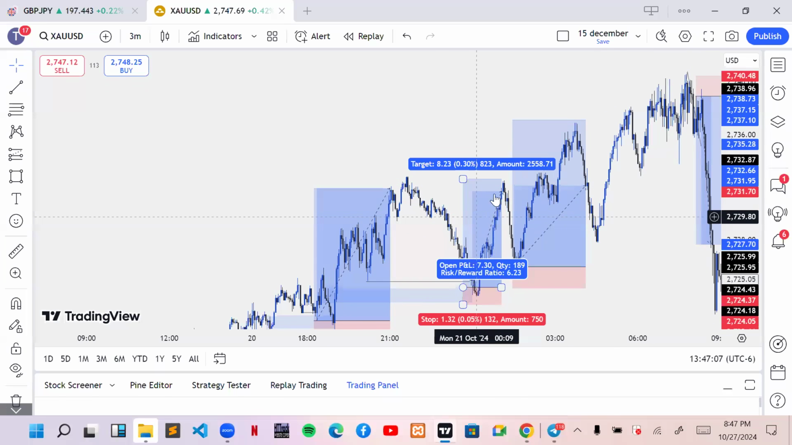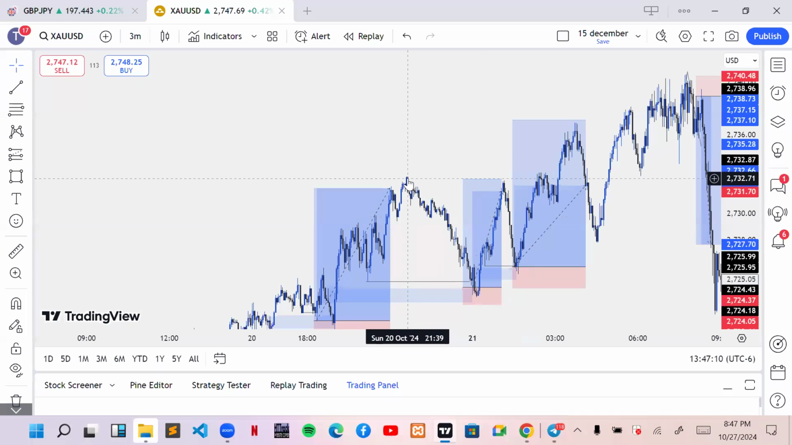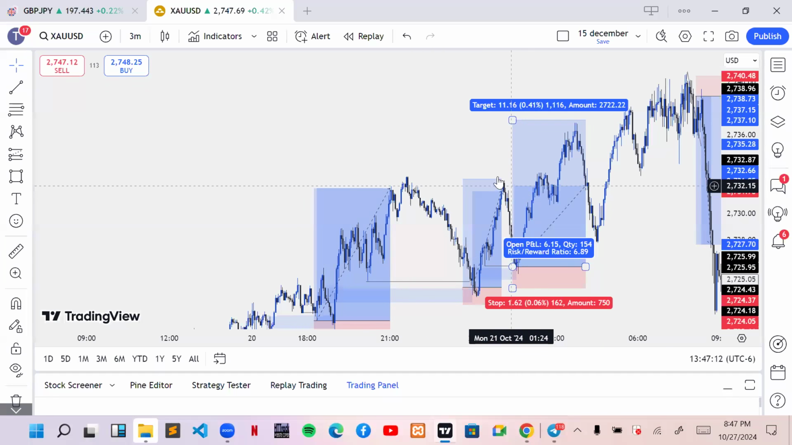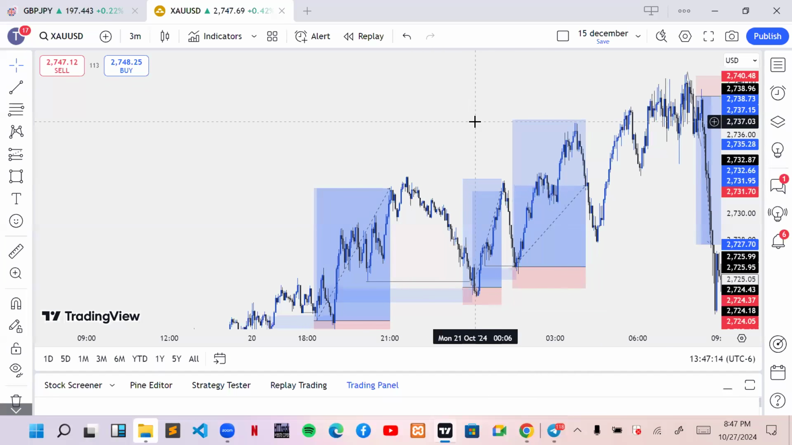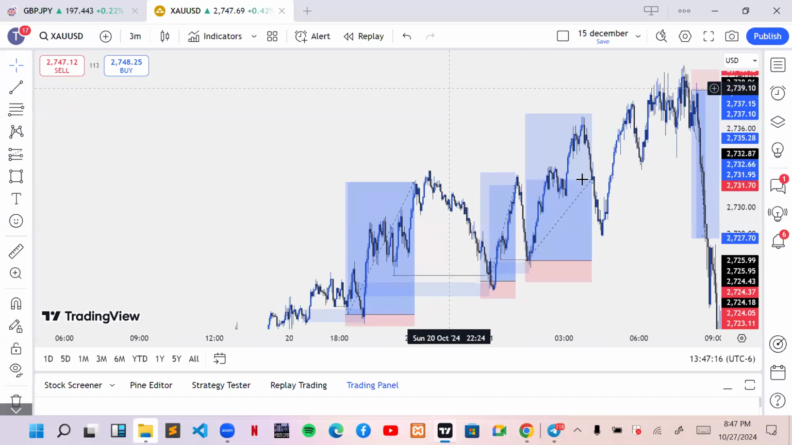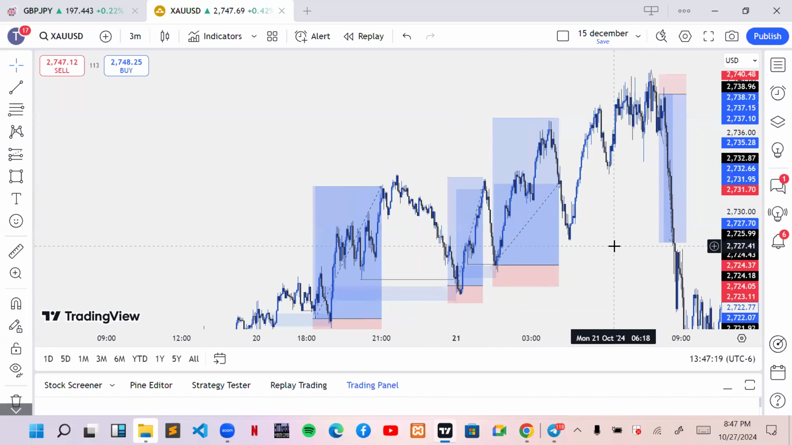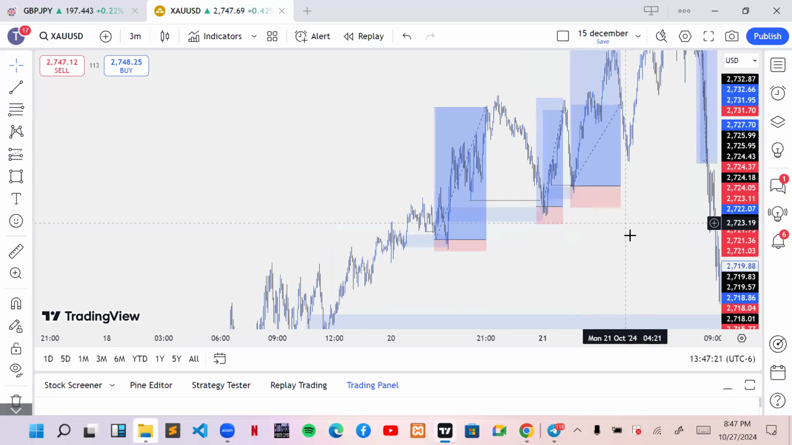So for my take profit on this, the trend line liquidity has to be cleared. My take profit on this trend line liquidity also has to be cleared. But I was targeting extra pips because I knew that gold was bullish. Okay, so that's just it. That's how I was able to catch the trade.